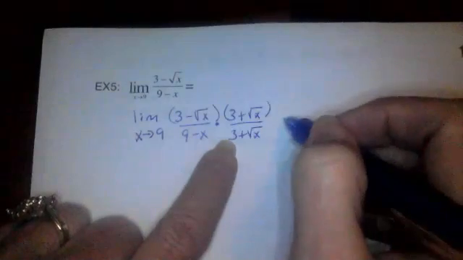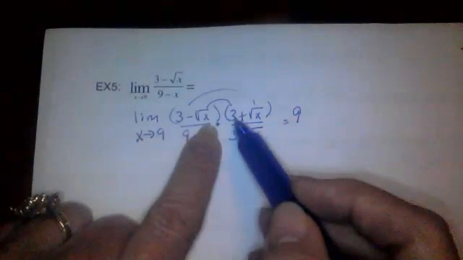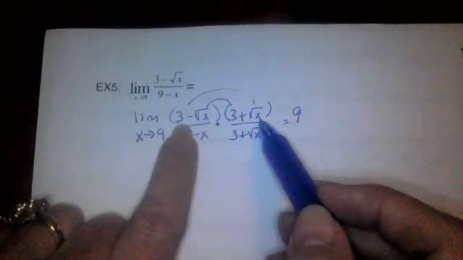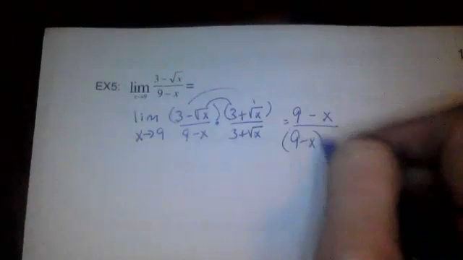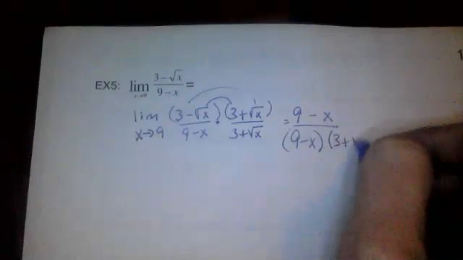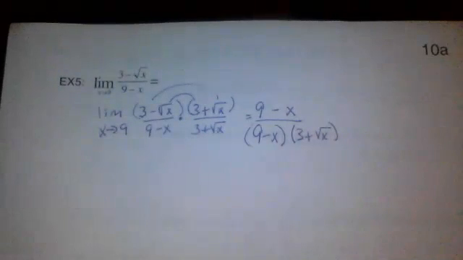So if I multiply these two things together, I'm going to get 3 times 3 is 9. Inside term and outside term are going to zero out because this is negative 3 square root of x, positive 3 square root of x, that's 0. And then square root of x times square root of x is just x, so minus x. And we're not going to multiply on the bottom because it will be more helpful if we leave it alone, because look what happens now.